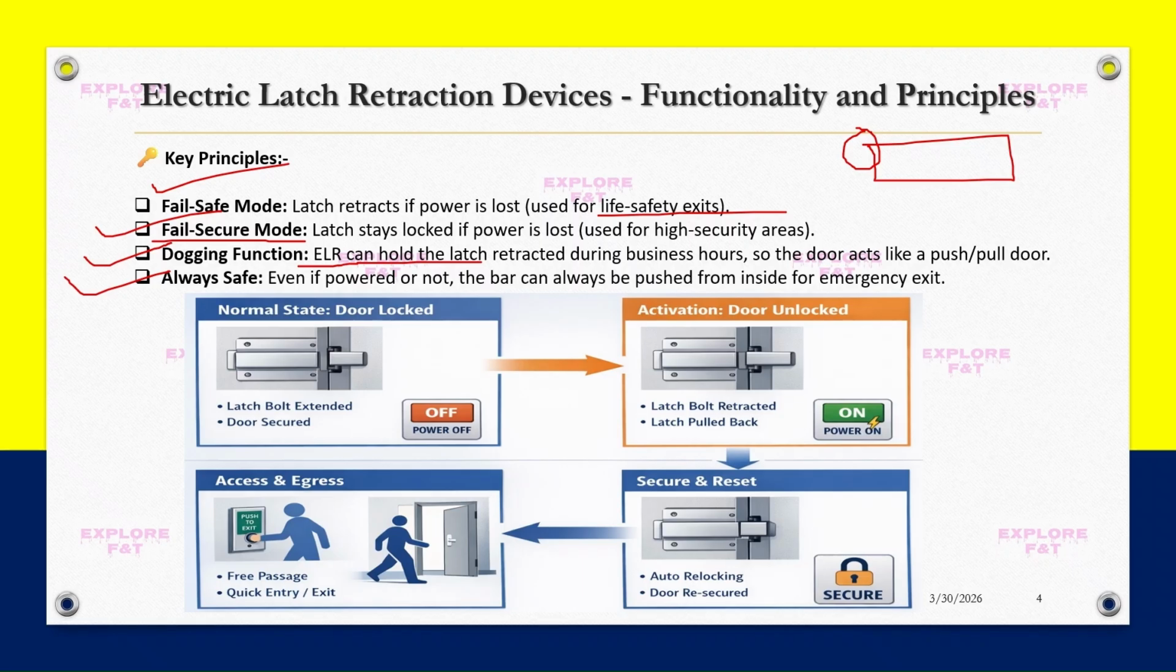Okay, always safe means even if it is powered or not, the bar can always be pushed from inside for emergency. So for any door, if you push the latch detection from inside, it will always open. It does not need any credentials from inside. If you are entering the room from outside, and a latch retraction device is installed on that door, then you need a credential to go inside.